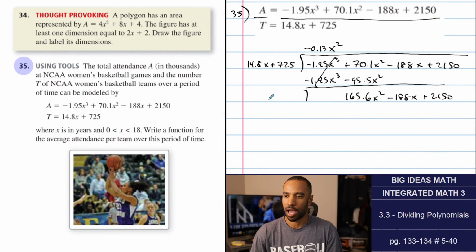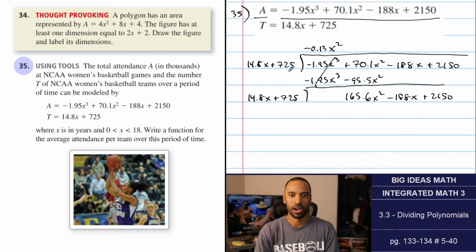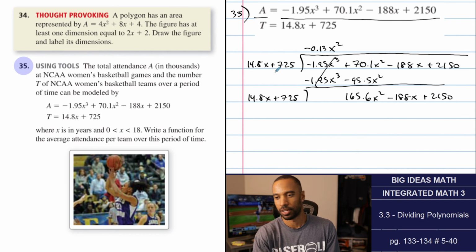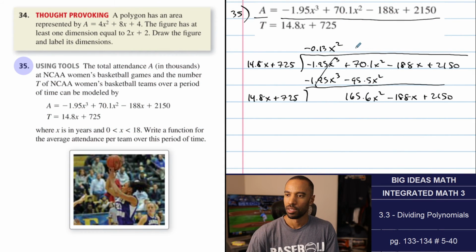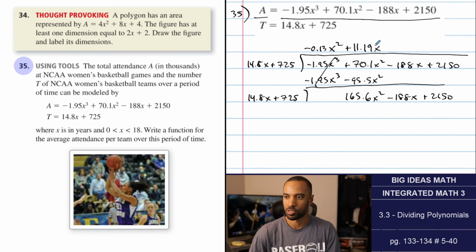So now I got to figure out how many times 14.8 goes into this number, the 165.6. Keep in mind, there's another number on the calculator for it. So I got to do this divided by this to figure it out. So on the calculator, 165.6 divided by 14.8 is this number, 11. Well, I used two decimals for this top one, so 11.19x, right? X times x is x squared. So this times this is that, 165.6.